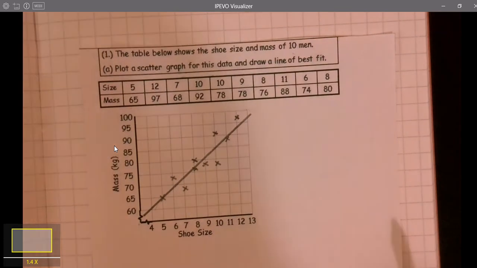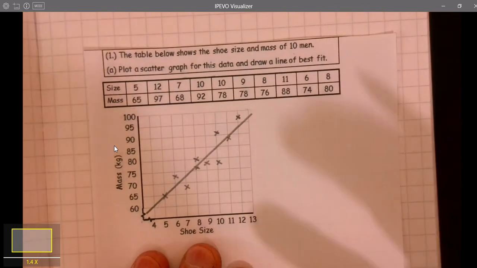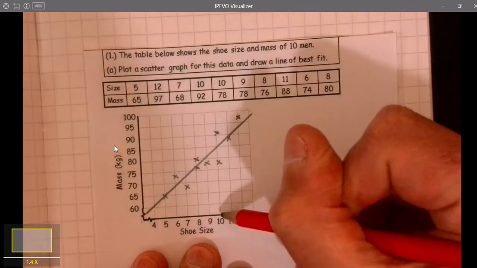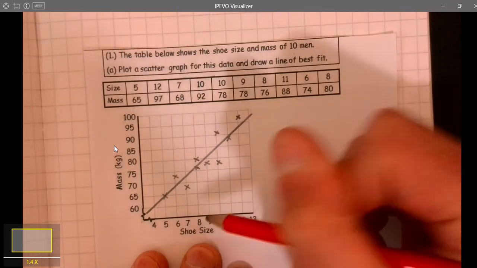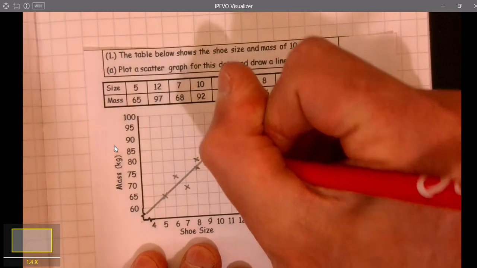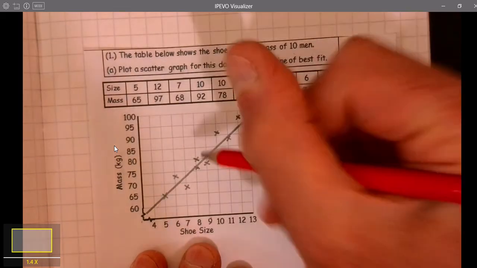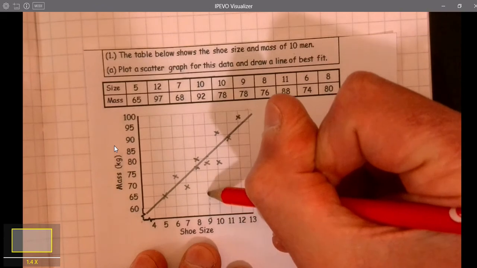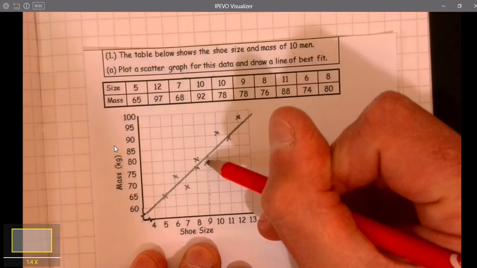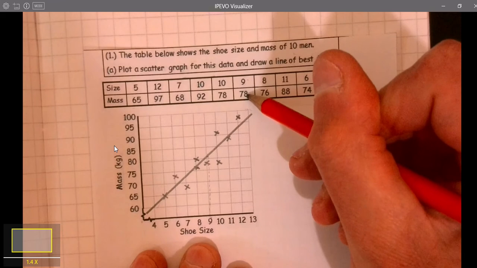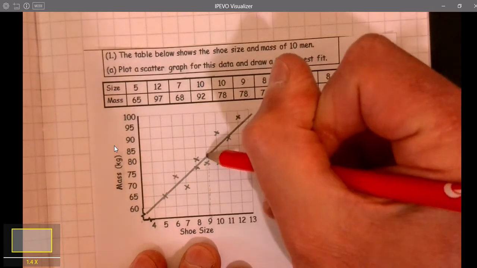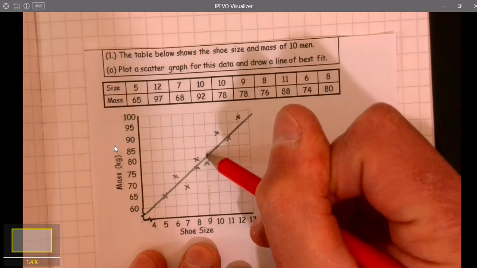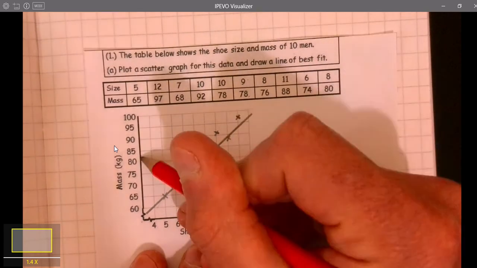Right, what questions would we be asked? It might say somebody comes along who's got a shoe size of 9, for instance. What would their weight be? So you just come up here, and read it off. Obviously, this other person had a weight of 78 kilograms. But if I was just guessing, for somebody else with shoe size 9, I would say they were about 81, 82 kilograms.